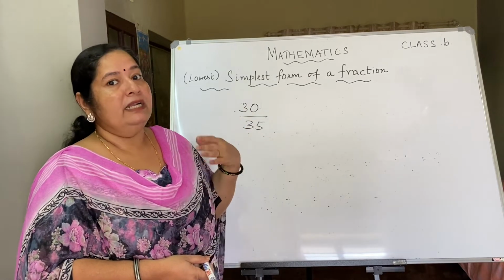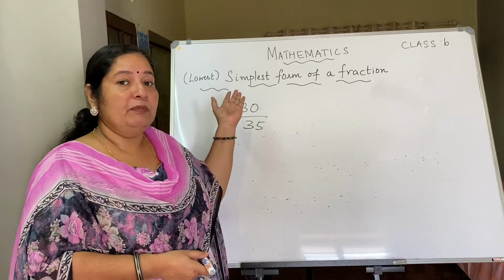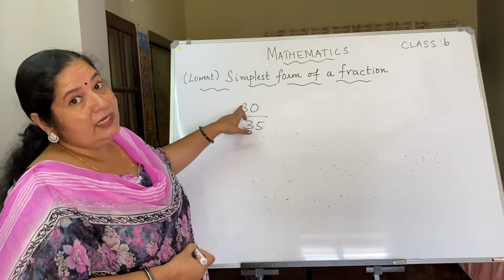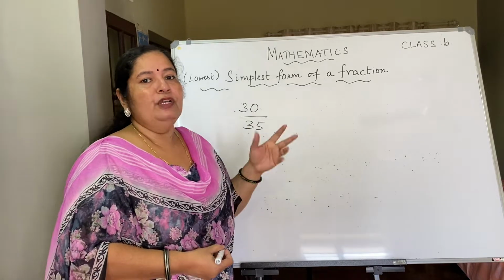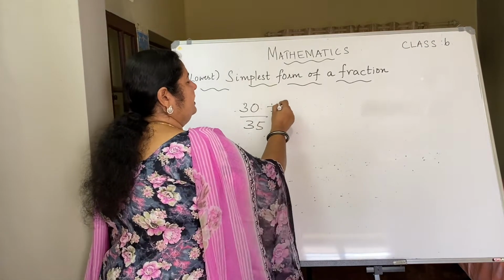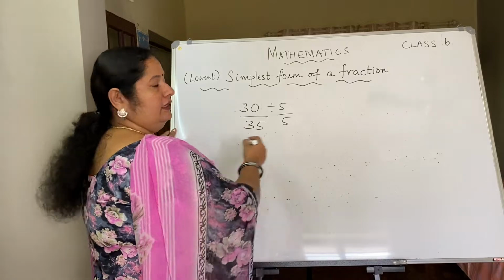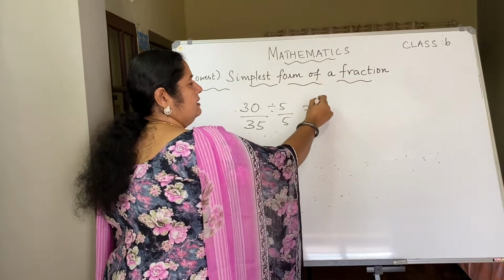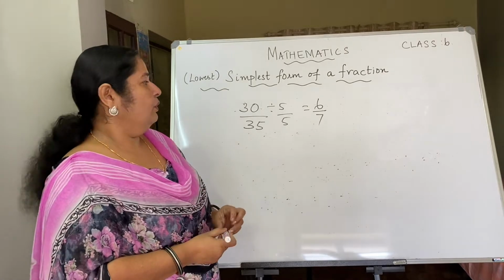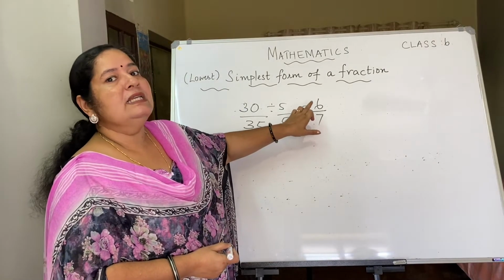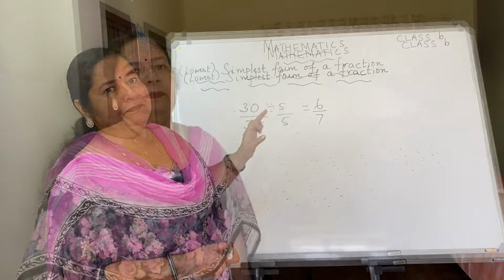4. Let us go for the next, 5. See whether both of them are divisible. 30 is divisible by 5, 35 is also divisible by 5. So what we do? Divide both of these with 5. 30 divided by 5, 6. 35 divided by 5, 7. So the simplest form is 6 by 7.